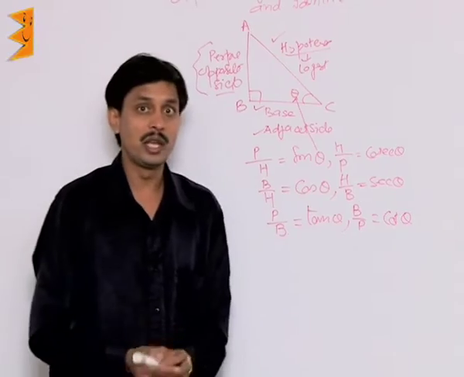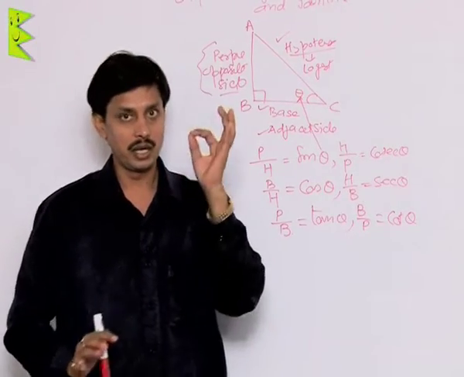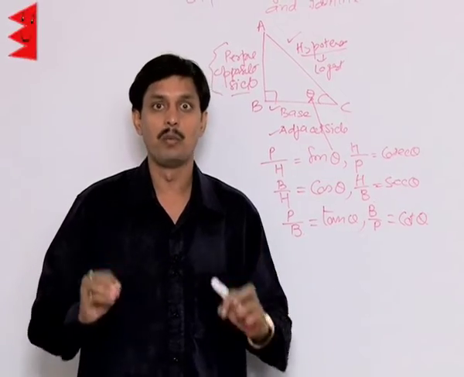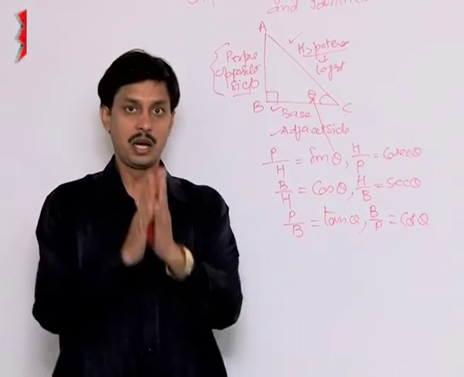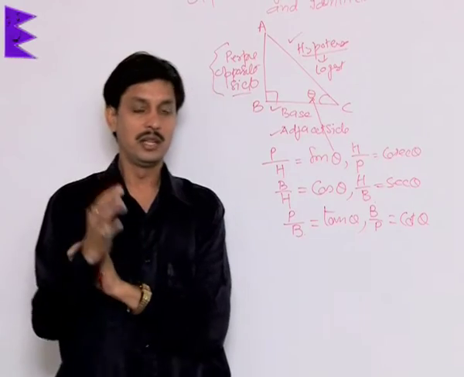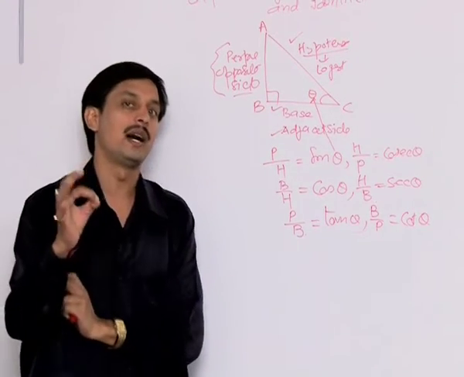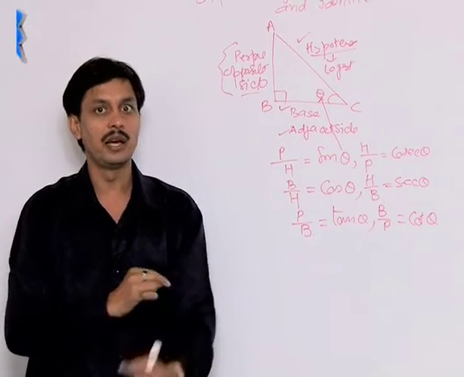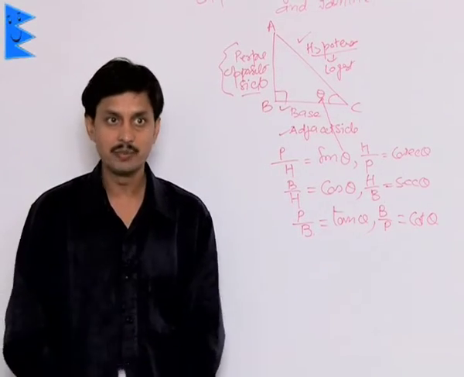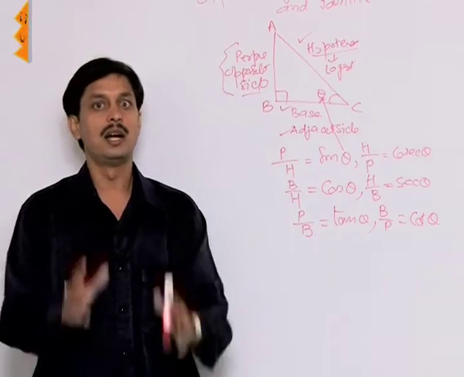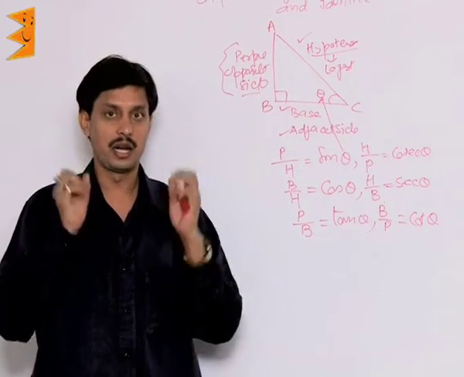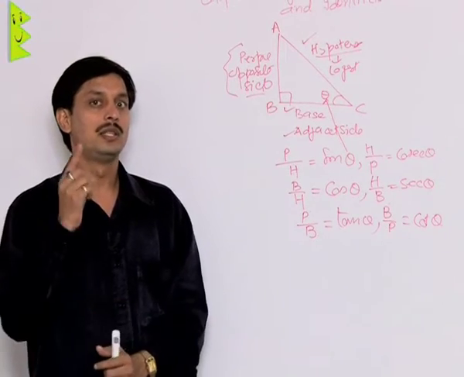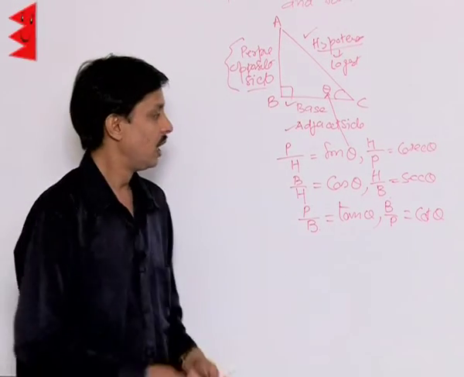So one more thing I would like to make clear. In trigonometry, there are only 6 trigonometric ratios. The reason for this, why in trigonometry there are only 6 trigonometric ratios, is very clear. A triangle has 3 angles, 3 sides, 3 vertices, 6 parts. The 6 parts of the triangle are 3 sides and 3 angles.